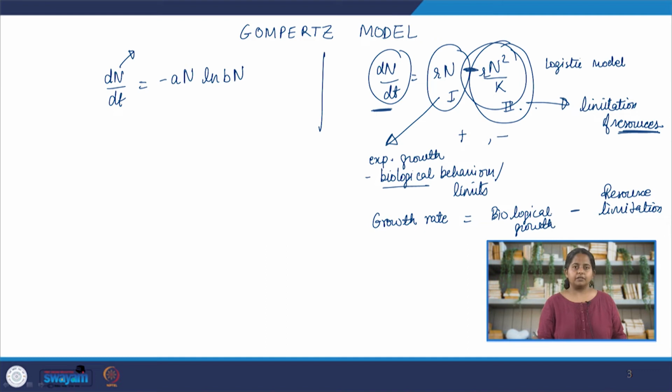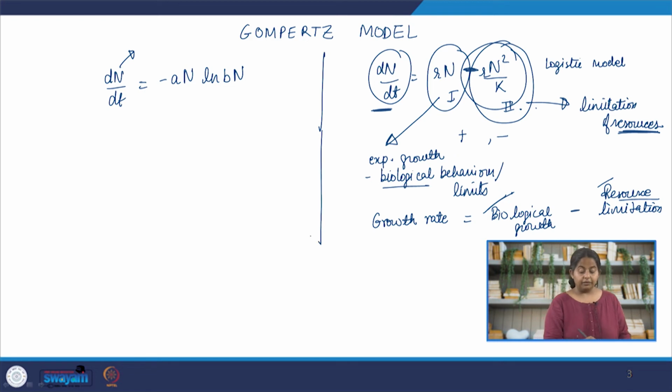And these two factors are not intertwined with each other. They are not affecting each other. Resource limitation does not affect the biological production of daughter cells, and the rate at which this is happening does not affect the resource limitation. However, N does. Now, let us look at the Gompertz model.